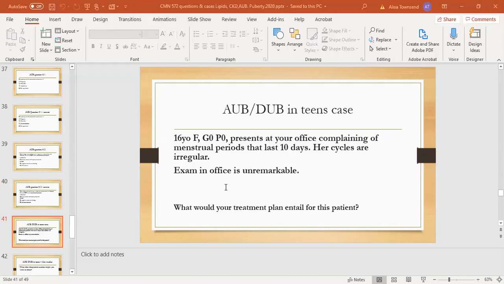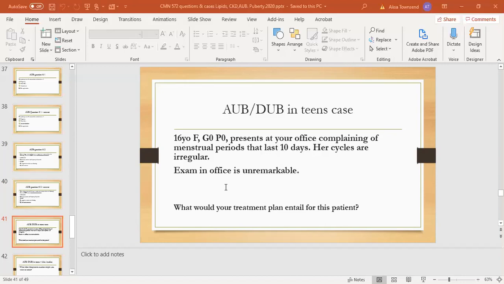First, our case: you've got a 16-year-old female, G0, P0, presents to your office complaining of menstrual periods that last 10 days. Her cycles are irregular. Exam in the office is unremarkable. What would your treatment plan entail for this patient? What are you going to do for her?